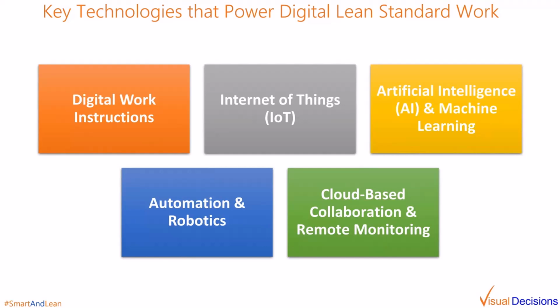IoT sensors and video analytics can pull information from the process to make sure that people are actually following the standard work that's been defined. And if they're not, messages can be delivered to the floor to help reinforce how the standard work is supposed to be done.